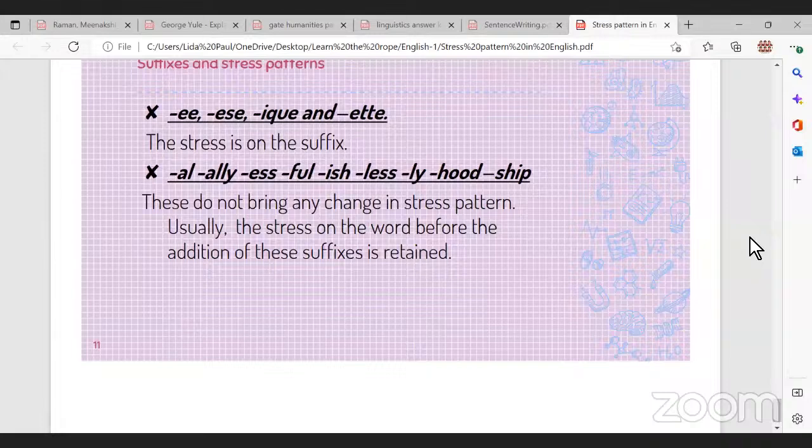Where is the stress in hope? First syllable. Yeah, it won't change. So it remains on the first syllable itself. It does not change. Or look at some other example.